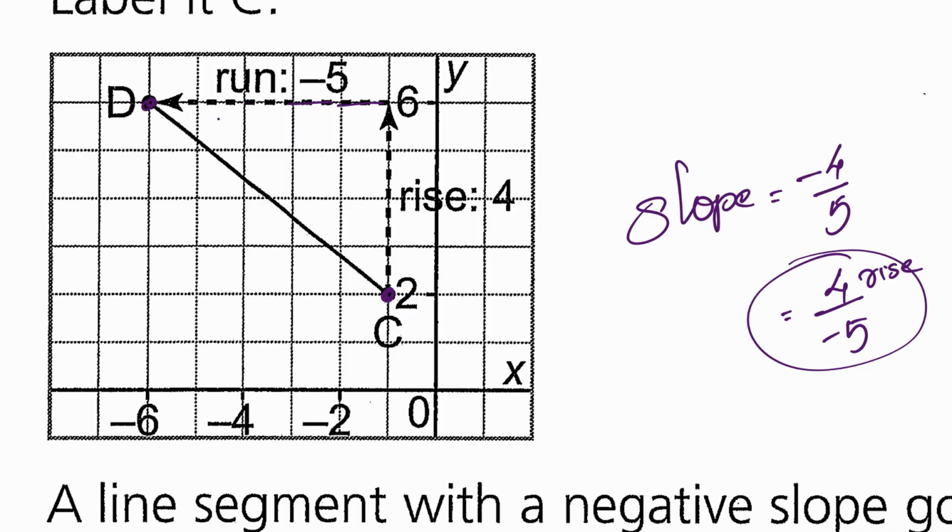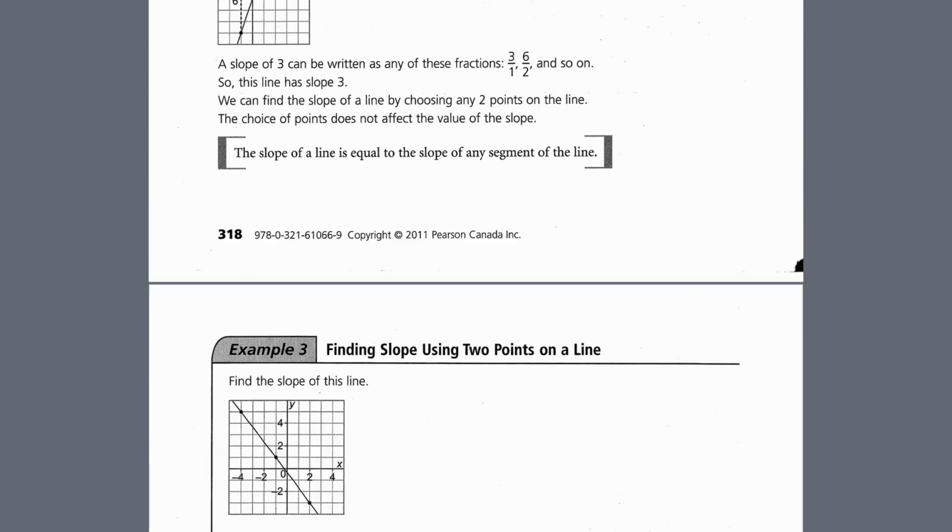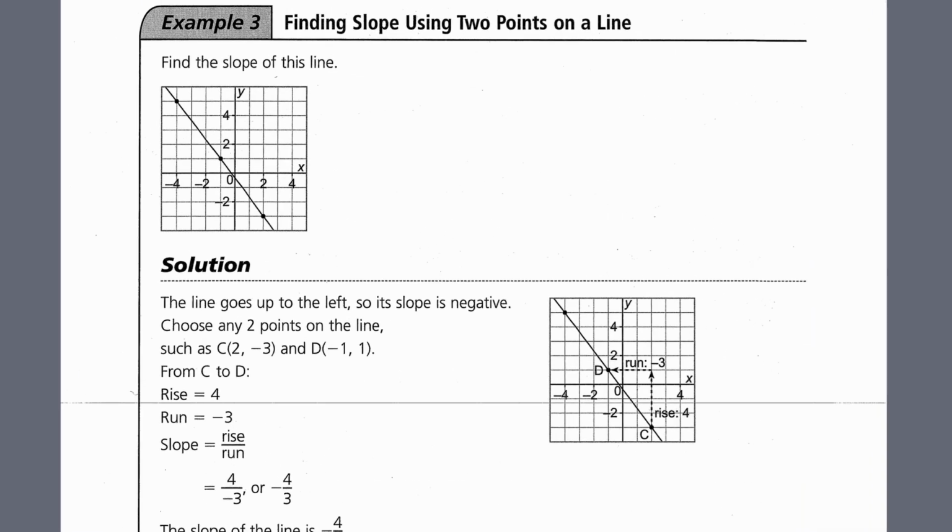And we got the destination. Connect these 2 points using a straight line, using a ruler, and you can draw the graph. So that is example 2, and I'm moving to example 3.